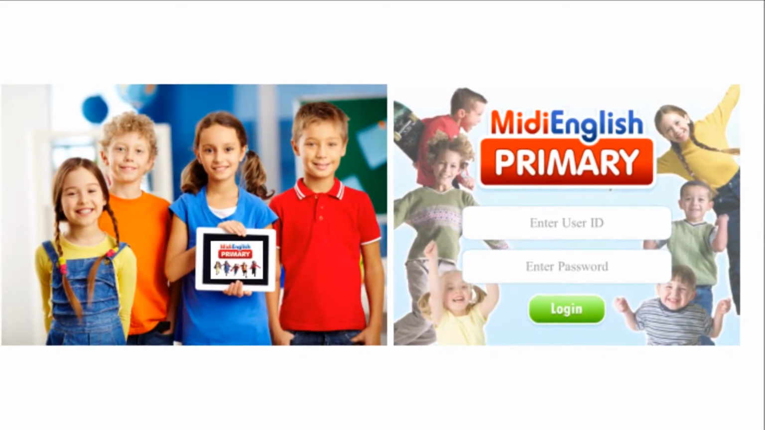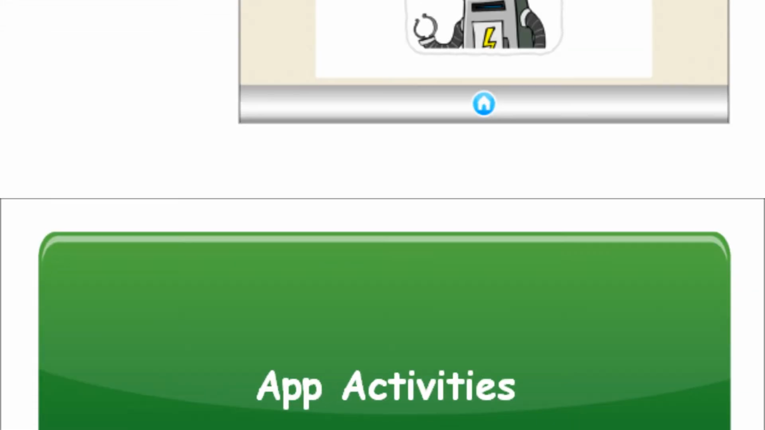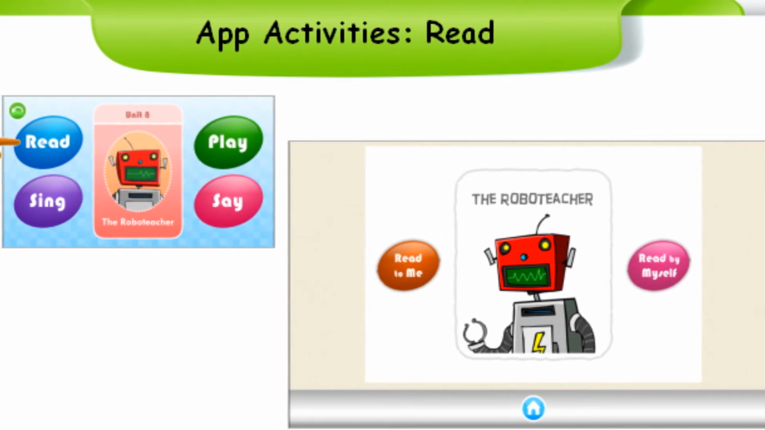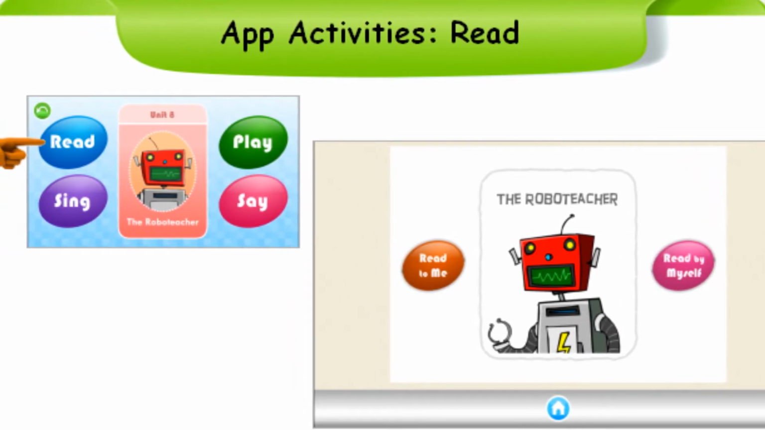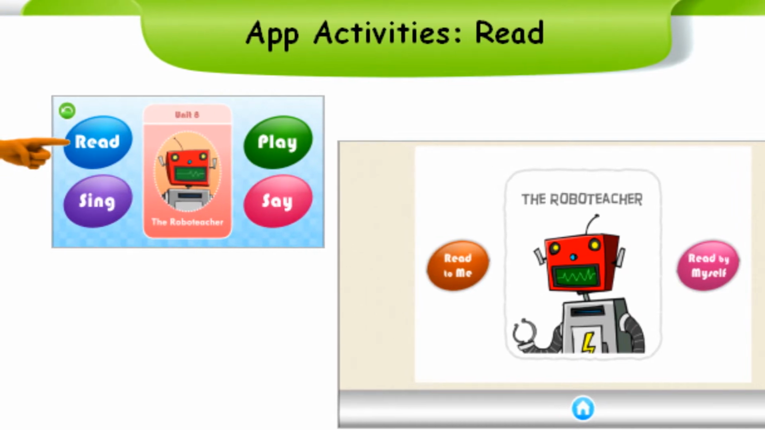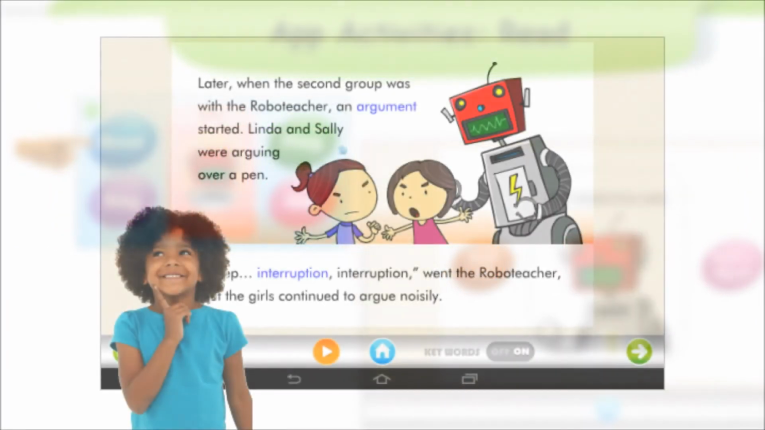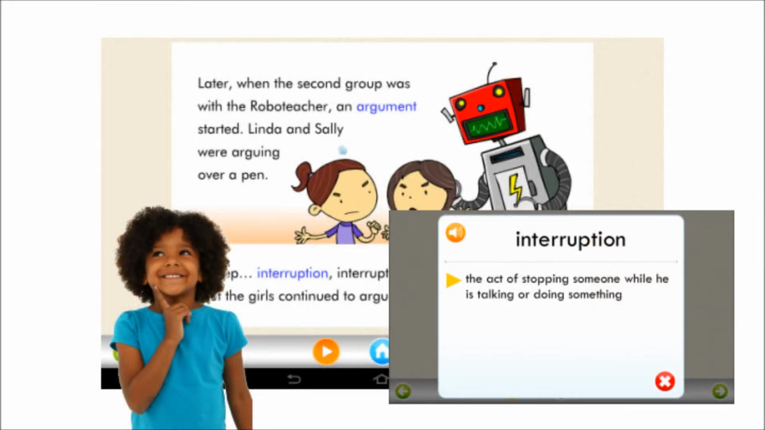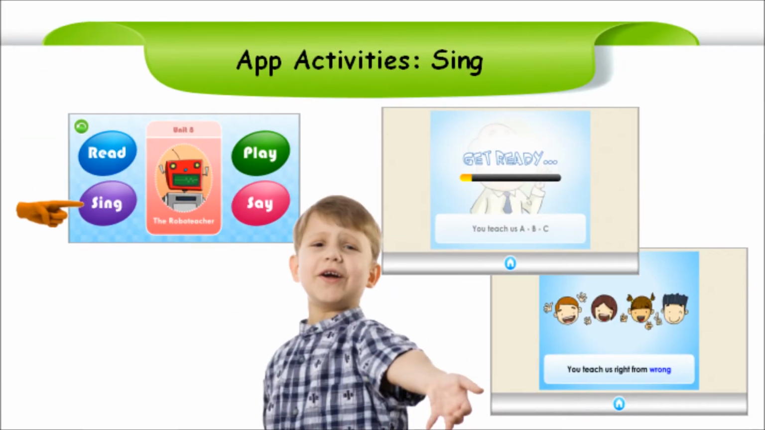App activities. Read. Students can choose Read to Me to listen to the stories or Read by Myself to practice reading themselves. The keywords on each page are highlighted to enable students to learn the pronunciation and meaning of the words. Sing. Accompanying the stories are songs that introduce the stories. Students learn as they sing along to the songs.